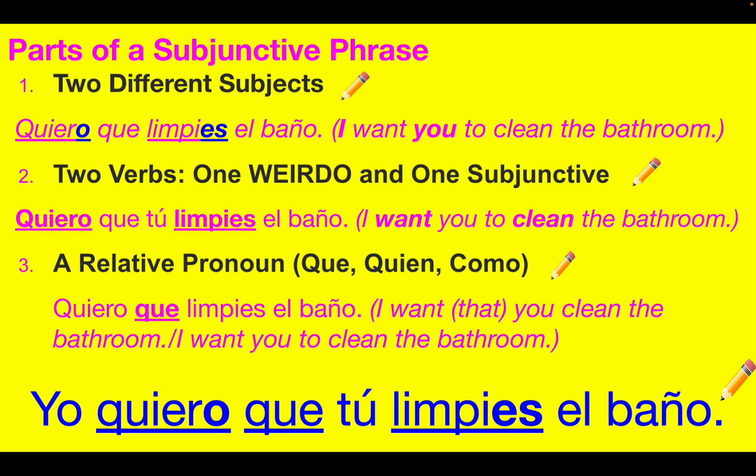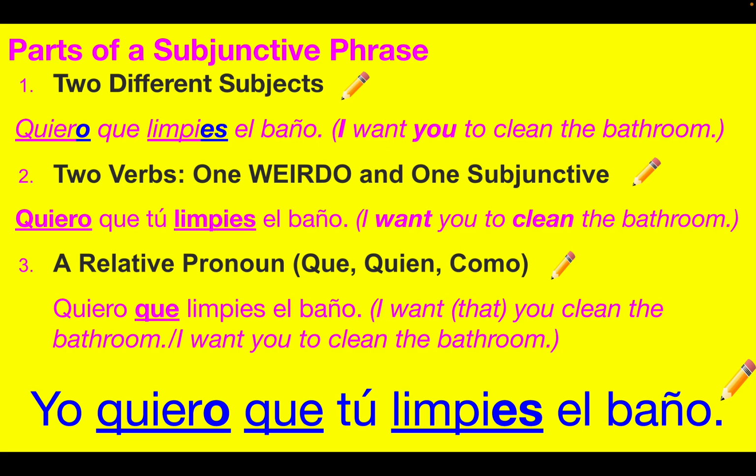Parts of a subjunctive phrase. A subjunctive phrase must have two different subjects. Quiero que limpies el baño. I is quiero, limpies is tú. It must have two verbs: one WEIRDO, meaning desear, querer, and one subjunctive.